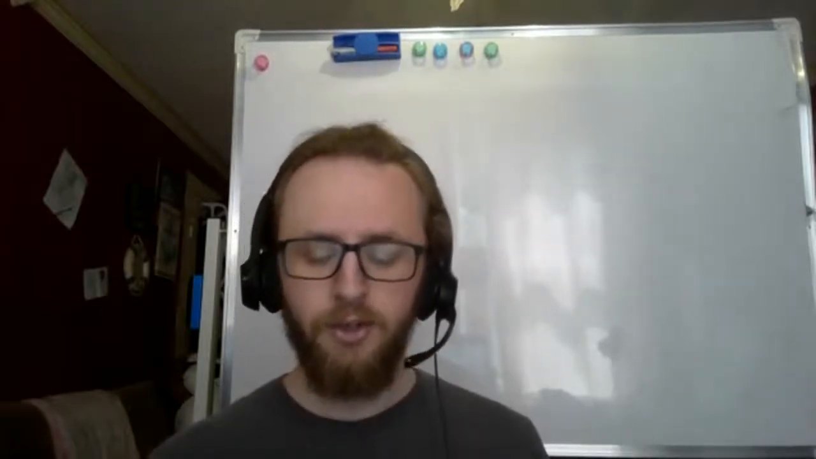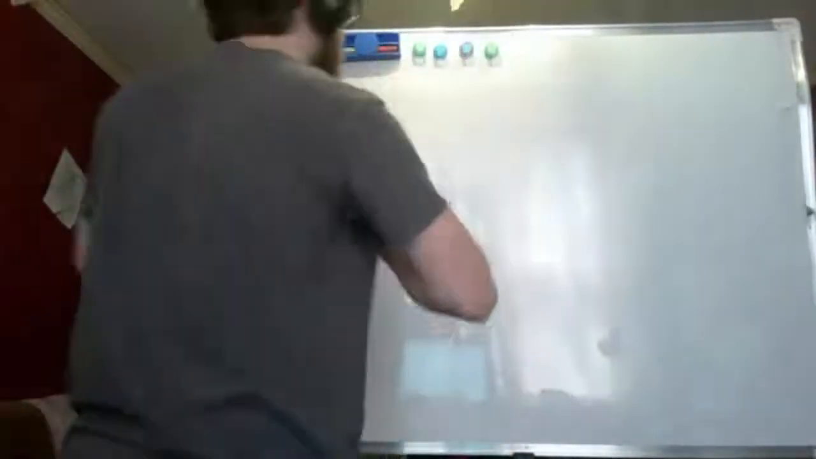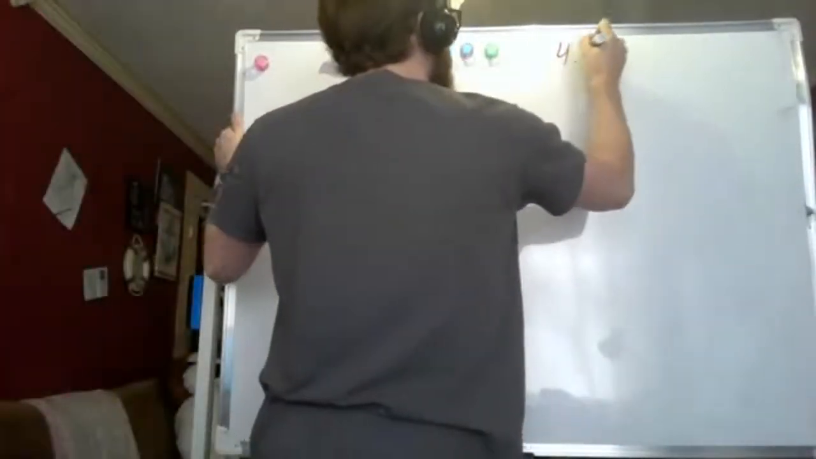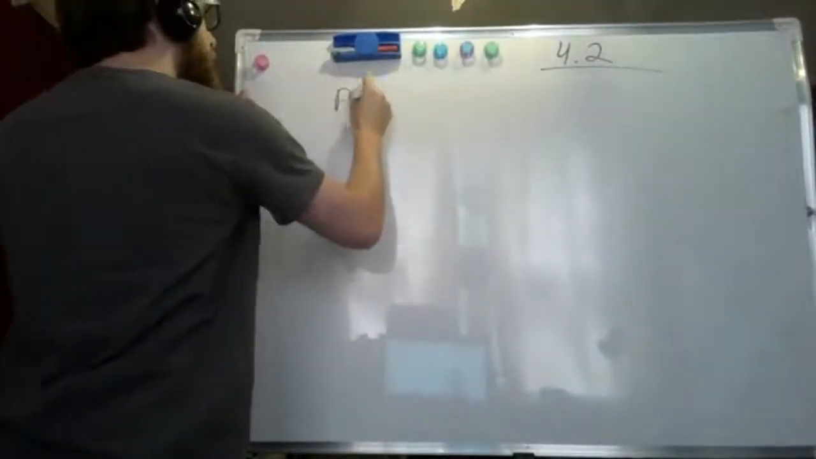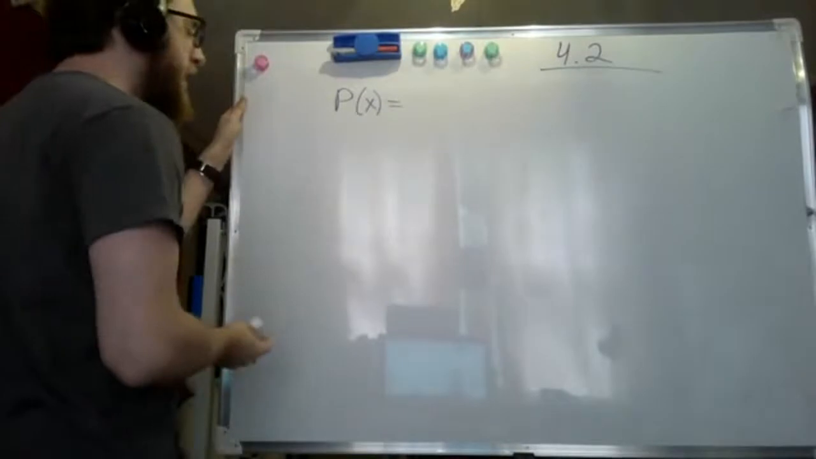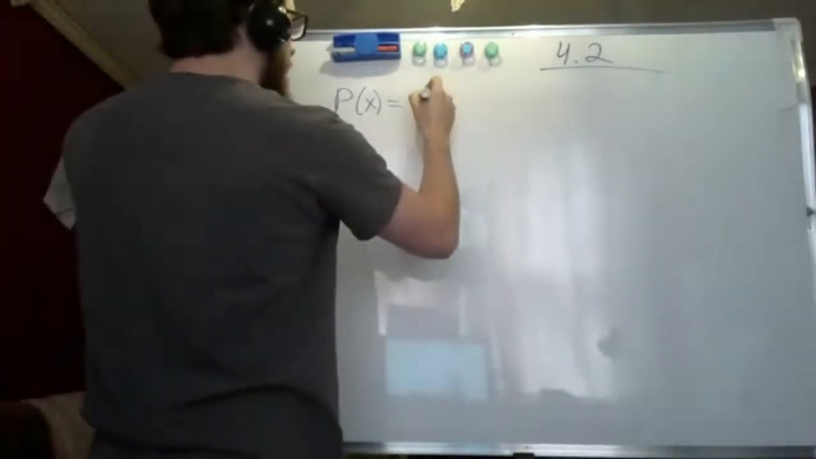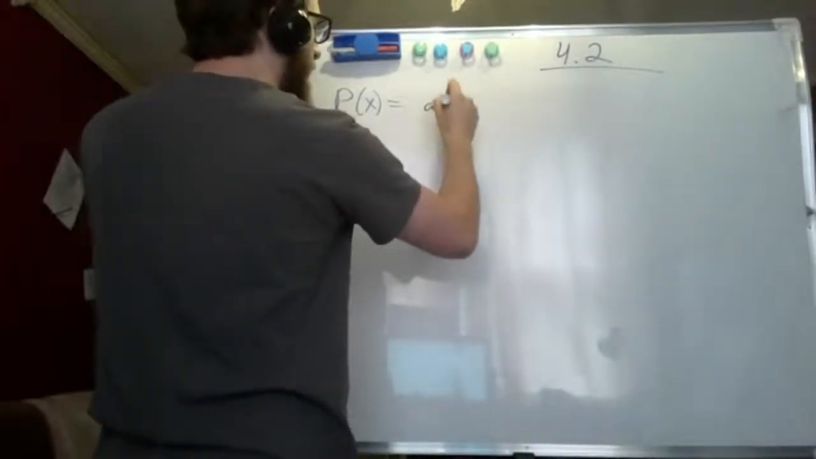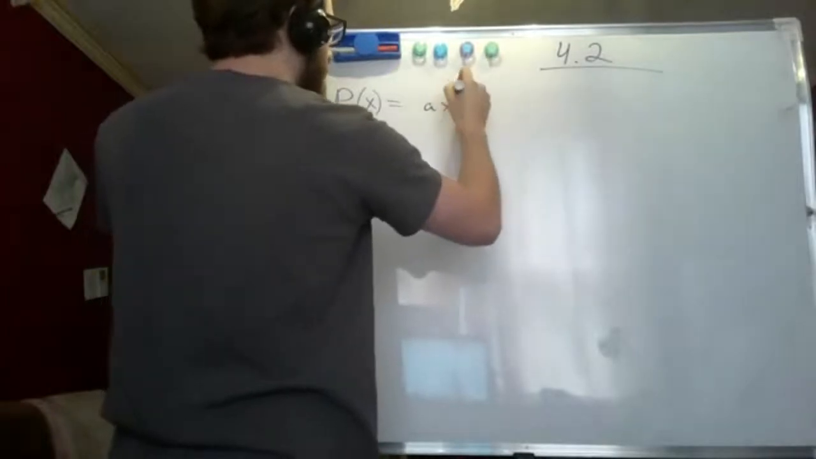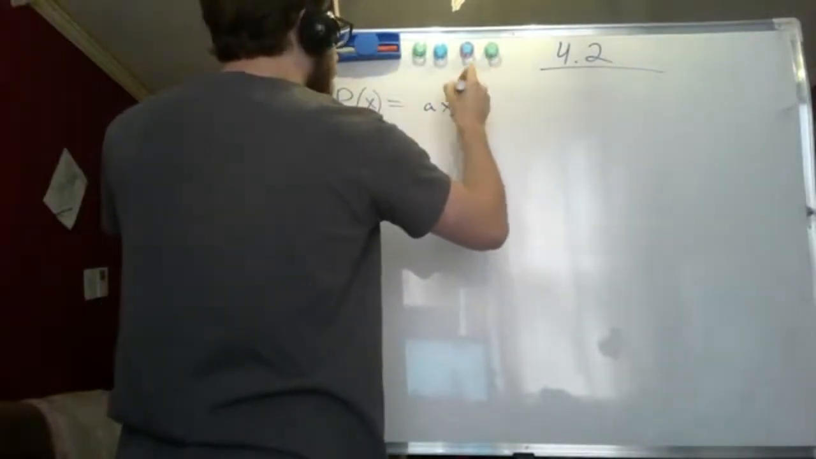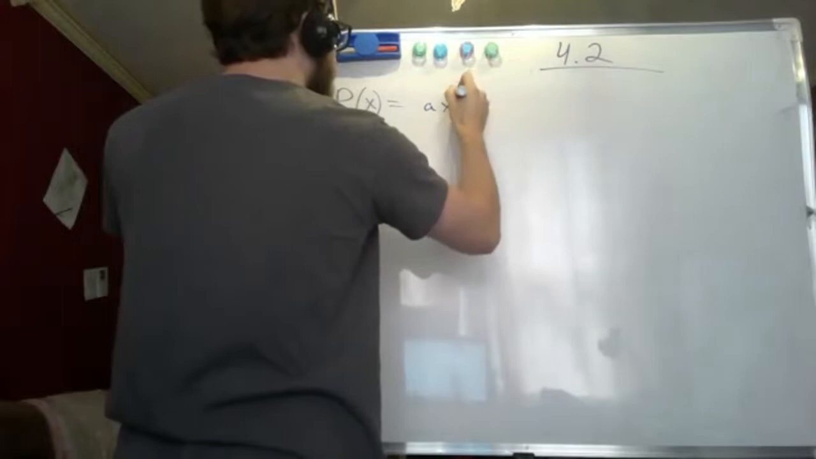So let's go ahead and get started. So we are aiming to learn how to sketch polynomial functions specifically. So this is section 4.2, and just as a little refresher, what is a polynomial function? Well, a polynomial function, call it p of x, is really if it's any coefficient a times x to some power, we could call it, I don't know, we could call it c.